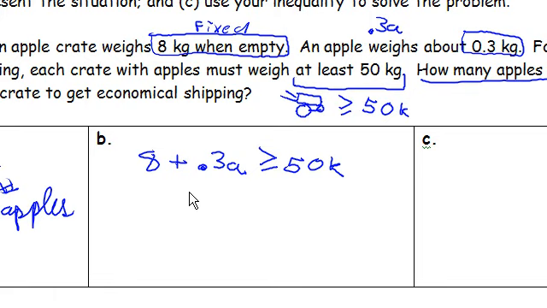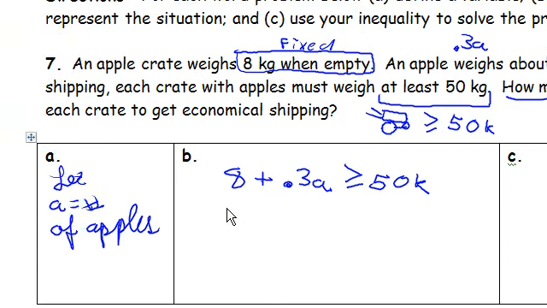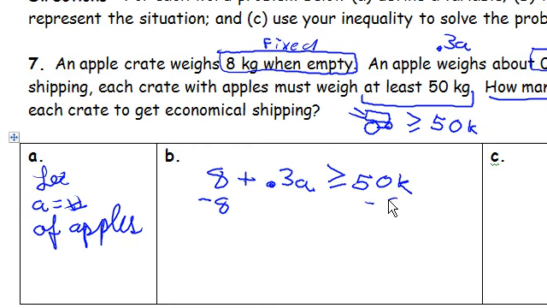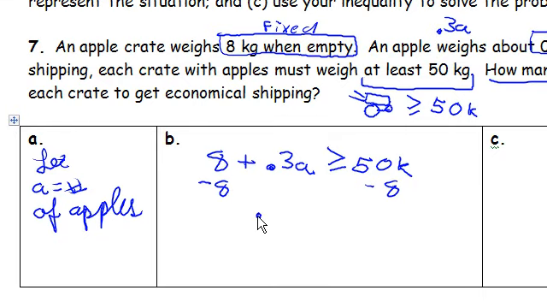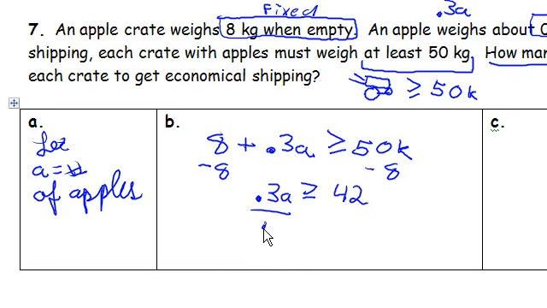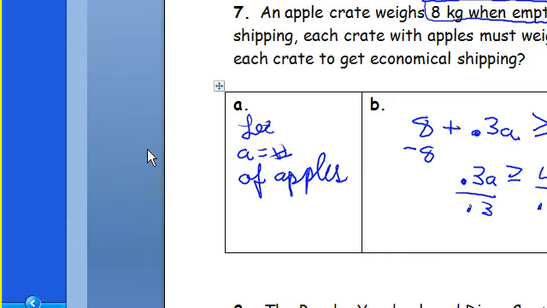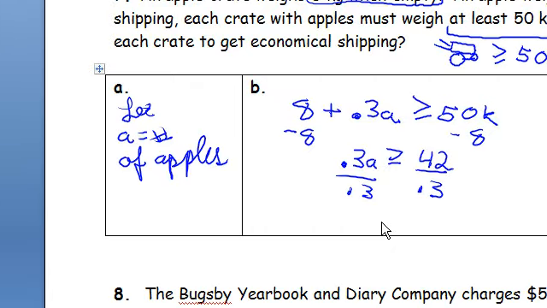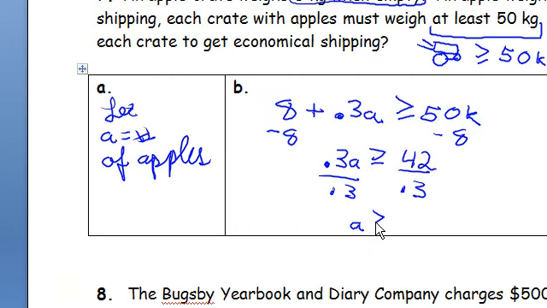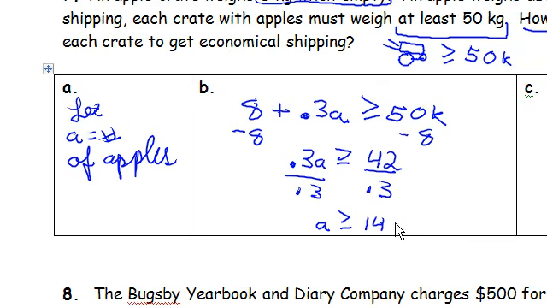So let's see here. Gotta break out a little calculator here. So first what we'll do is we will subtract 8 from each side. We're subtracting 8 kilograms. That leaves us with 3/10 of a kilogram per apple is greater than or equal to 42. We will divide each side by 0.3 kilograms. That leaves us with 42 divided by 0.3, which gives us 140. So we need A is greater than or equal to 140.